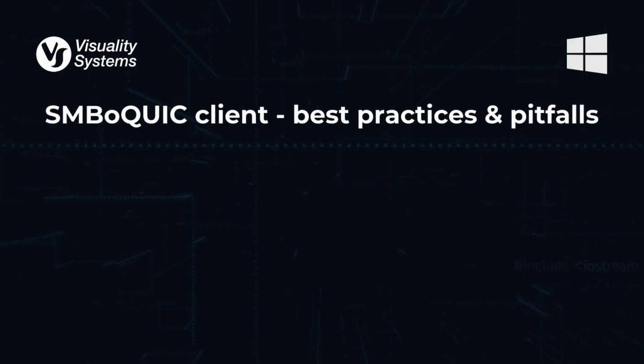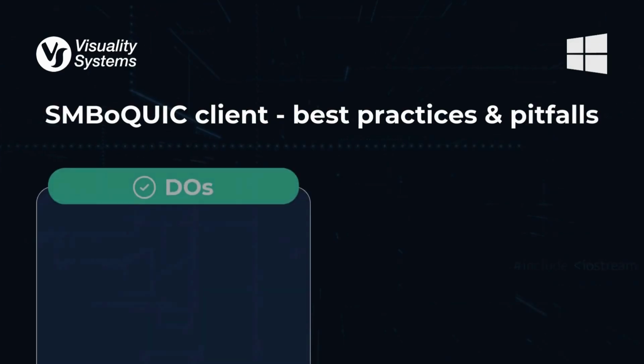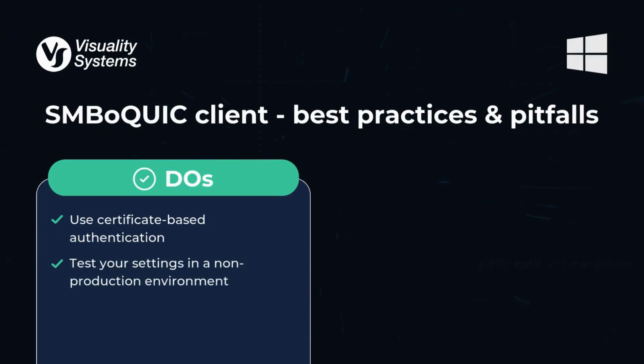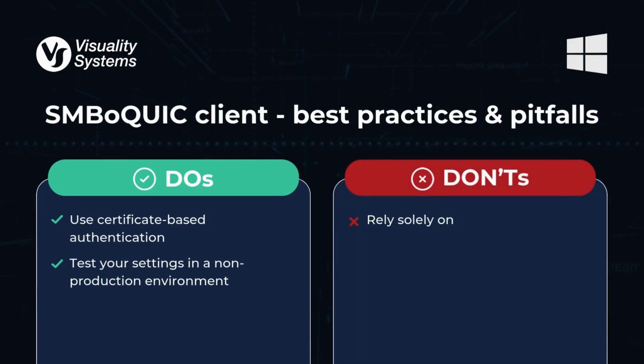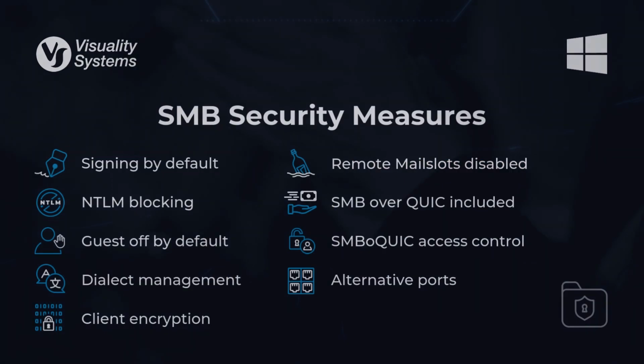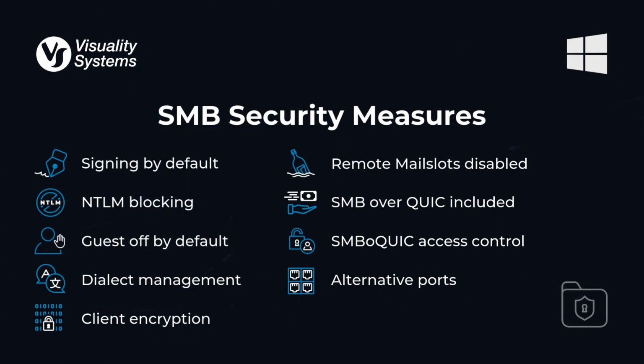When implementing SMB over QUIC client access control, follow these best practices to enhance security. Do use certificate-based authentication to strictly control which clients can connect to the server. Test your access control settings in a non-production environment before rolling them out. Don't rely only on firewall rules for security. Certificate-based access control is essential for end-to-end protection. Do not overlook certificate renewal. Expired certificates can lead to access disruptions or security risks. Finally, with all these layers in place, flexibility and control at the network level are essential.